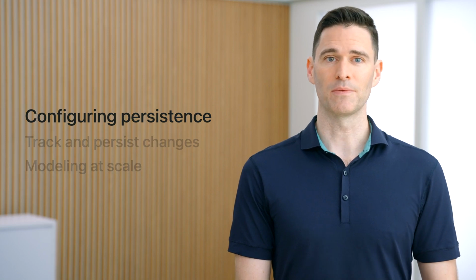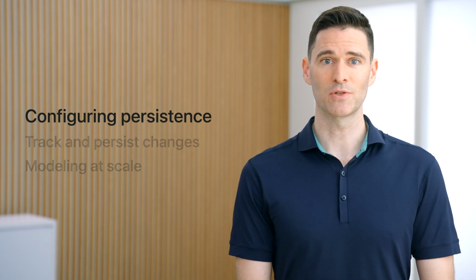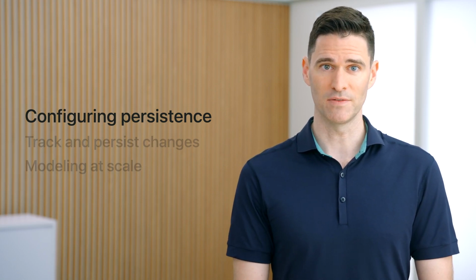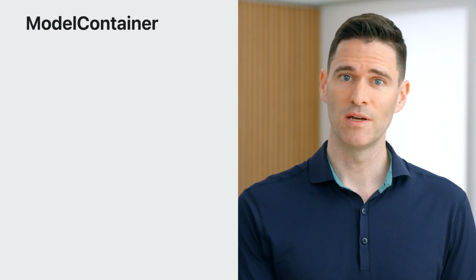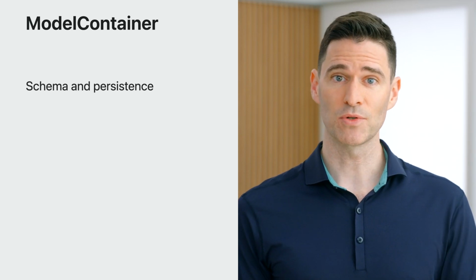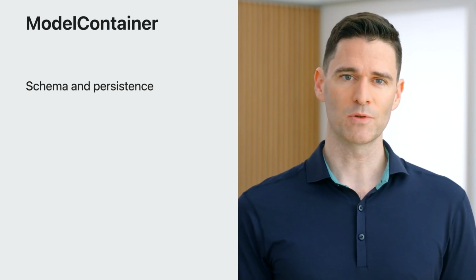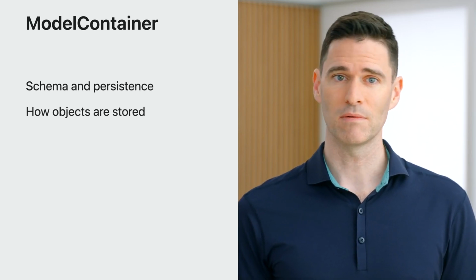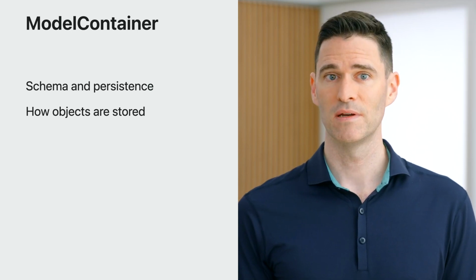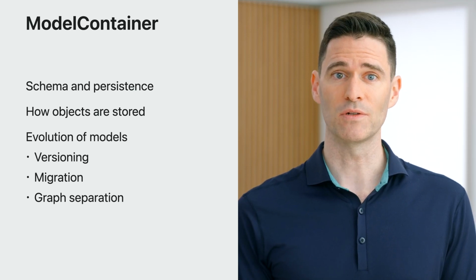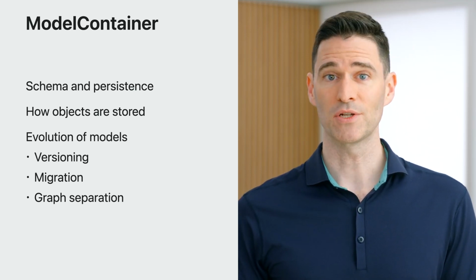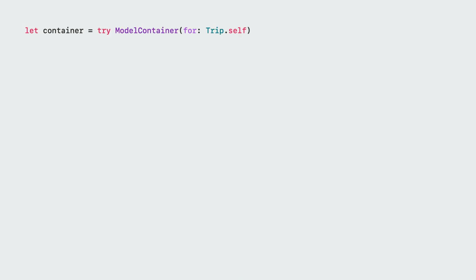The model container is where you describe how data is stored or persisted on a device. We can think of the model container as the bridge between the schema and its persistence. It's where descriptions about how objects are stored, like whether they're in memory or on disk, meet the operational and evolutionary semantics of that storage, like versioning, migration, and graph separation.